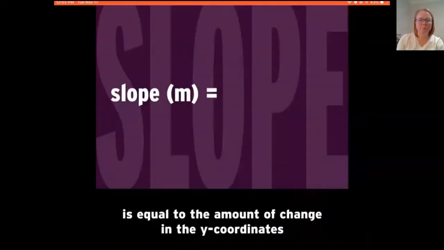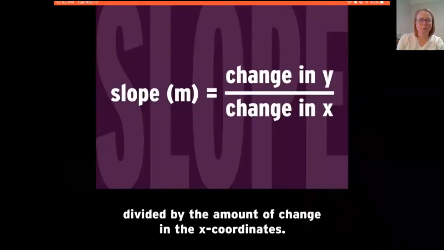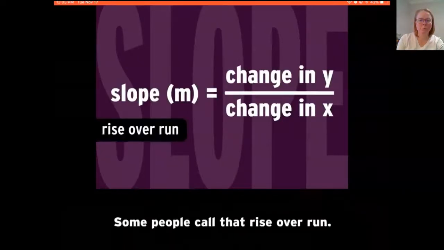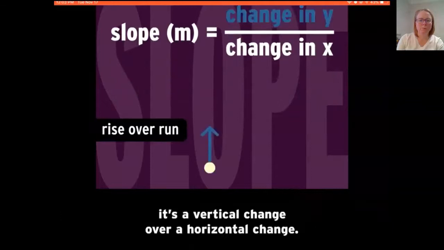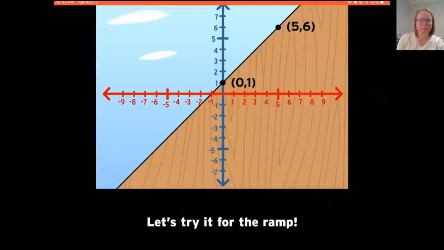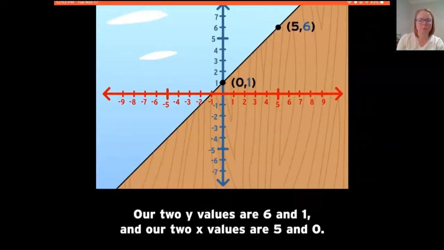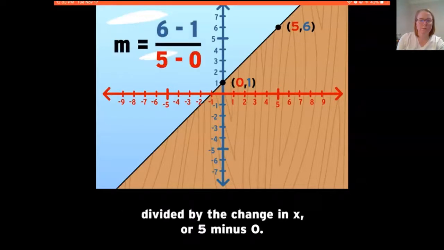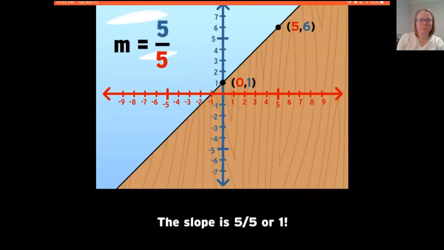The slope, or m, is equal to the amount of change in the y-coordinates divided by the amount of change in the x-coordinates. Right. Some people call that rise over run. It helps you remember that it's a vertical change over a horizontal change. Let's try it for the ramp. Our two y values are 6 and 1, and our two x values are 5 and 0. So the slope for this ramp is equal to the change in y, that's 6 minus 1, divided by the change in x, or 5 minus 0. The slope is 5 over 5, or 1.